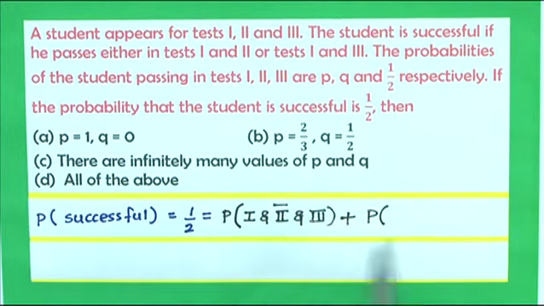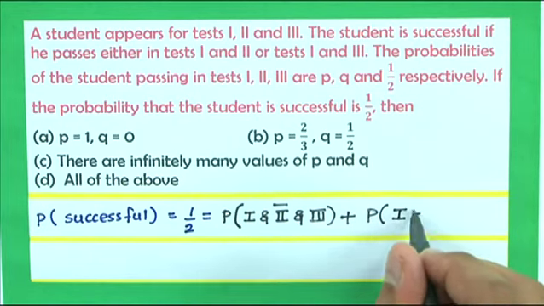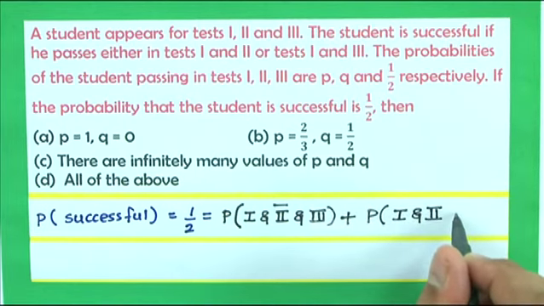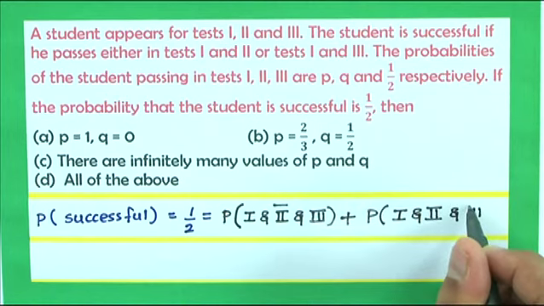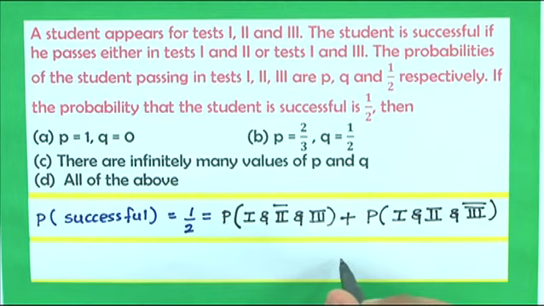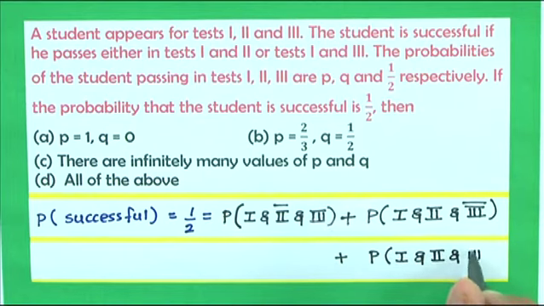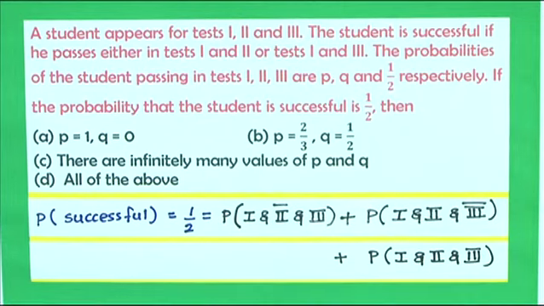You will note that they are all mutually exclusive. That's why I am able to write directly as plus. He passes in the first test and passes in the second test but fails in the third test. That's still okay. Still he is declared successful. And the last case is when he passes in the first test and he also passes the second test and he also passes the third test. In all these three cases, he is going to be declared as successful.